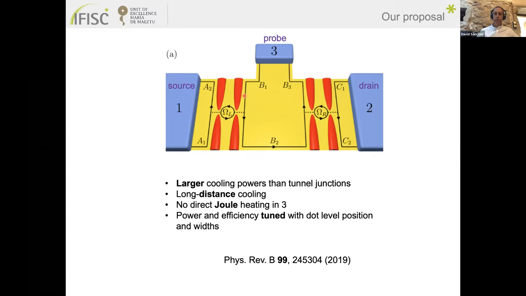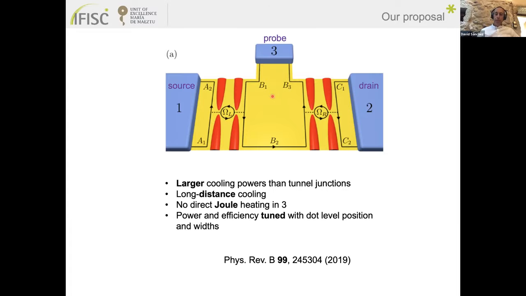Now, the advantages of these proposals are the following. First of all, the cooling power is big, because here we consider a perpendicular magnetic field. Here the filling factor is such that there is one edge state running through the sample. Here, it's possible to have long distance cooling. This means that since you have a quantum Hall conductor, electrons can flow through these edge regions without dissipation. So the probe can be up to, let's say, a few millimeters in the optimistic case.